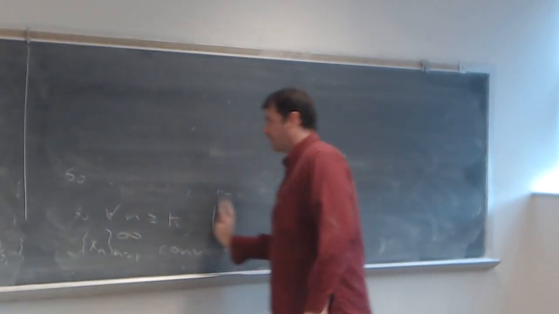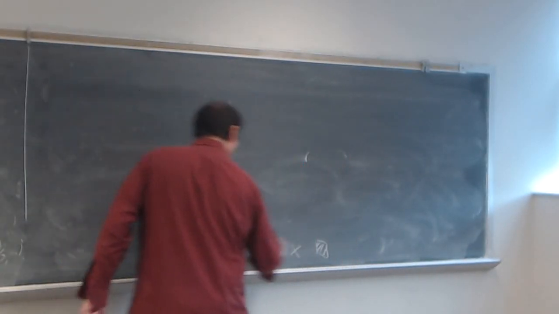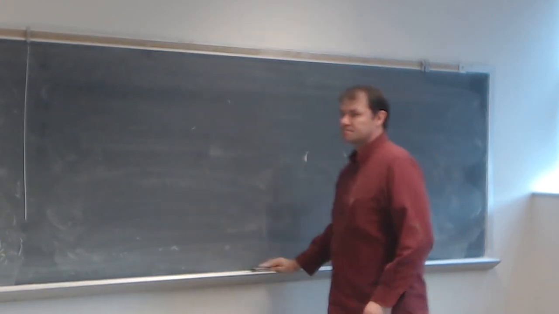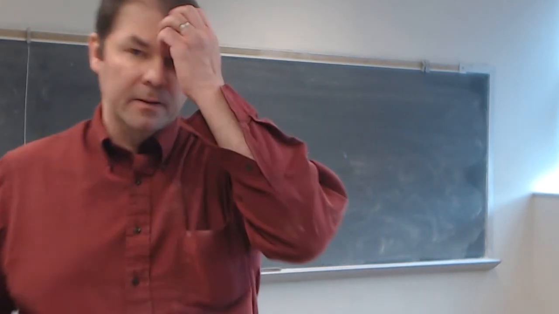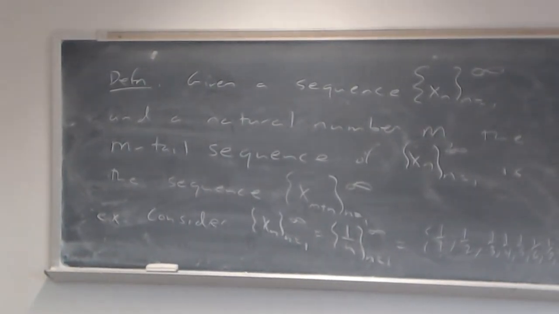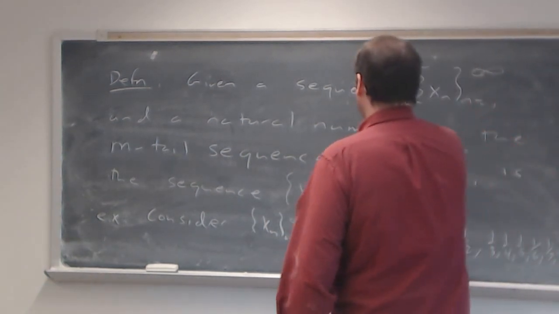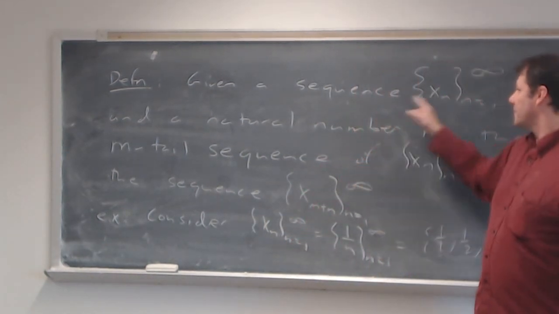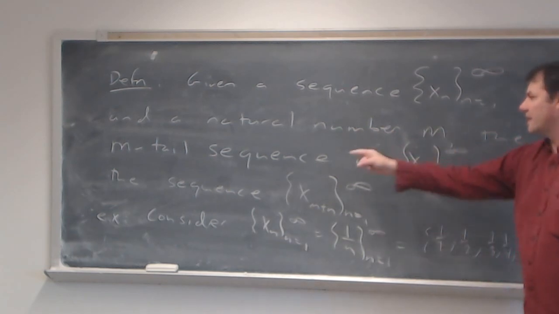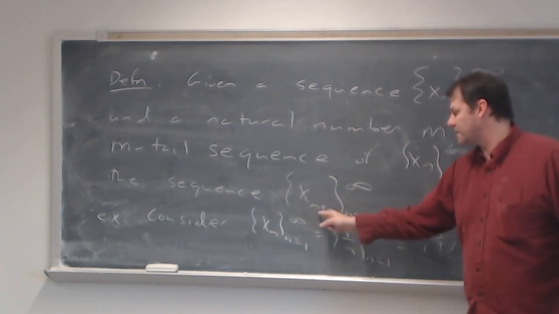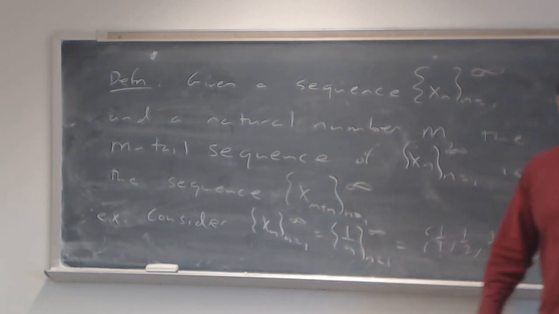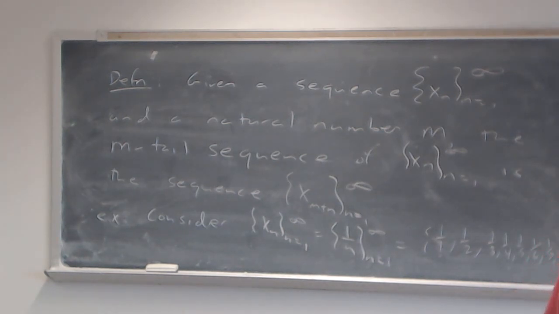So I'm going to talk about what is the fourth tail sequence. I didn't put this on the board, did I? I think I made a mistake. So look, I'm defining the m-tail sequence. If you give me a sequence and a natural number m, the m-tail sequence of x of n is the sequence x of m plus n as n runs from 1 to infinity. We'll do an example. We're going to consider x of n to be 1 over n, as n runs from 1 to infinity, which is this sequence here. And I want to find the fourth tail sequence.